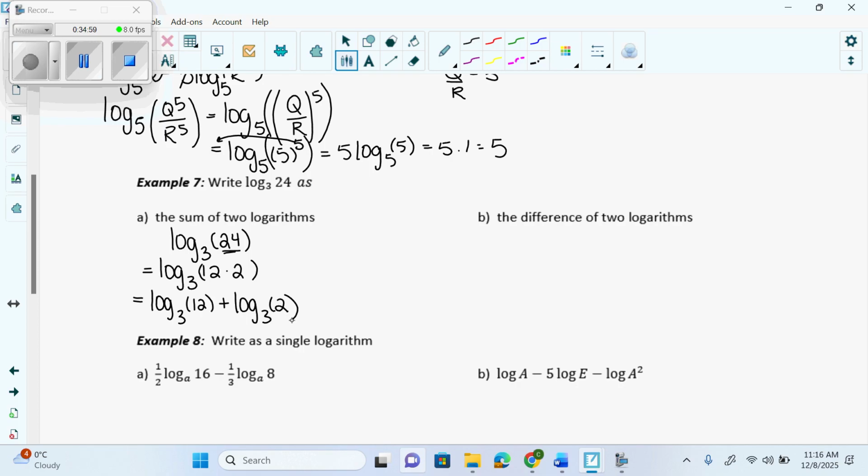What about the difference of two logarithms? Difference is the answer to what? Subtraction. So I'm going to have two numbers that do what in order to have them subtract? Divide. So what two numbers divide to give me 24? 48 and 2? Yeah. 48 divided by 2. So I'm going to get log base 3 of 48 minus log base 3 of 2.